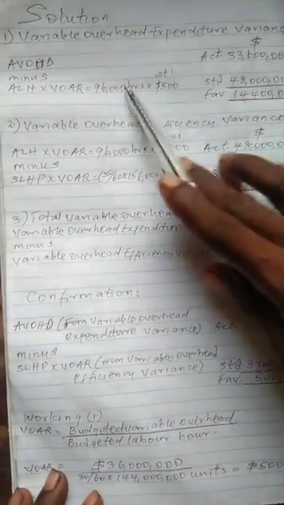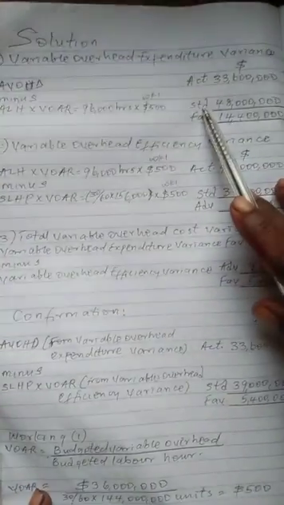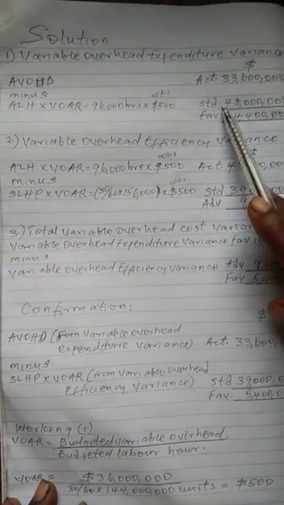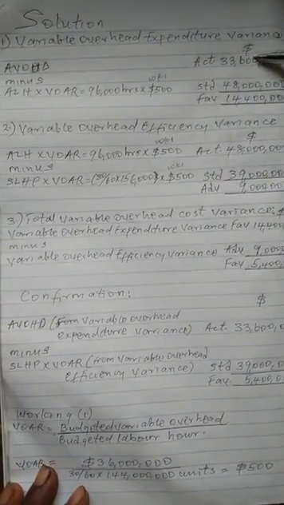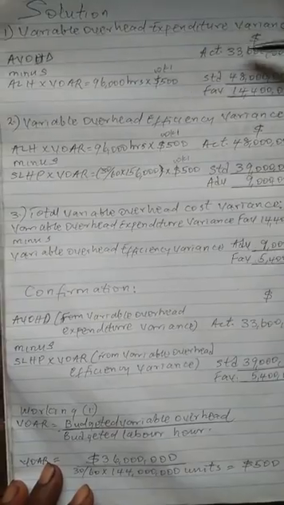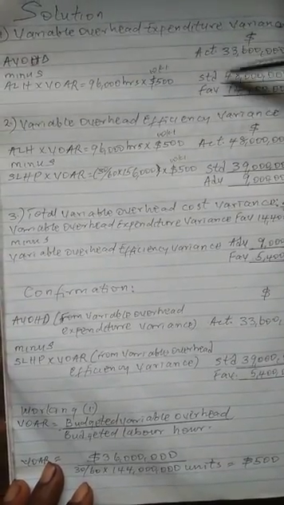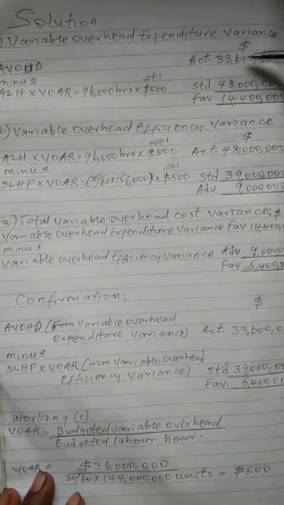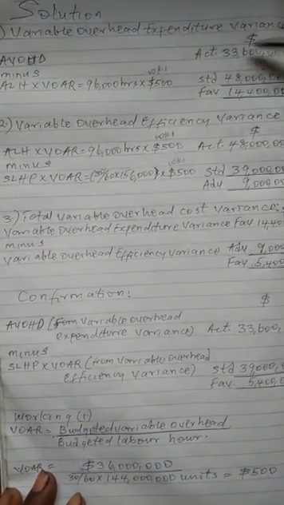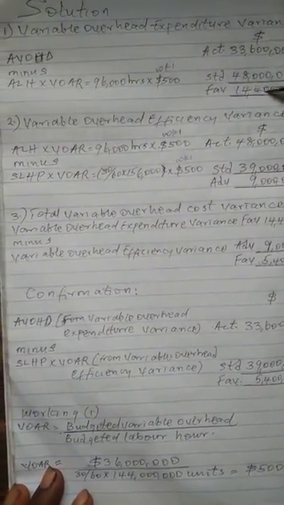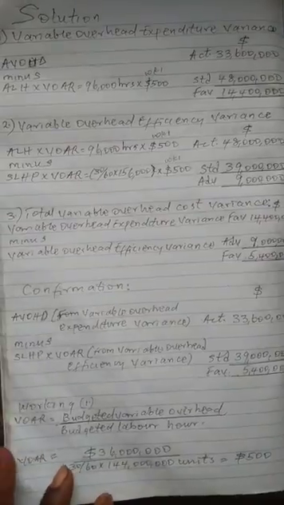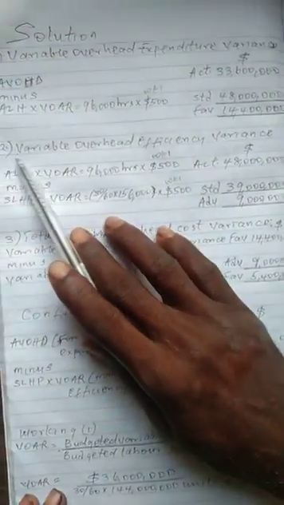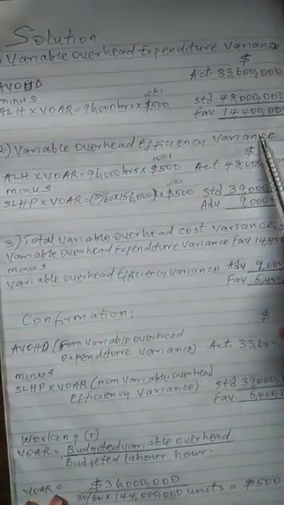That is the variable overhead absorption rate. Look at it. Multiply it together, it gives you the standard, that is $48 million. You adjust them with each other, the actual aspect minus the standard aspect. The standard is higher than the actual, so you have the variance, is it 14,400,000? 2. Variable overhead efficiency variance.